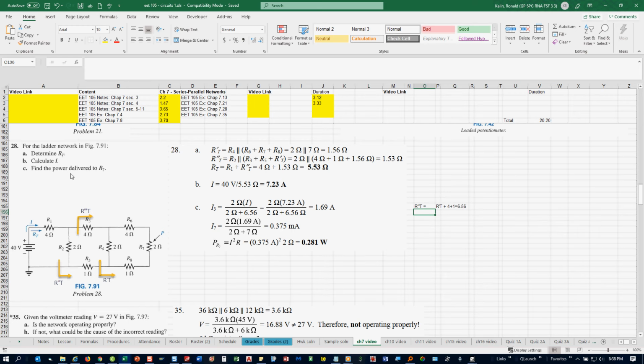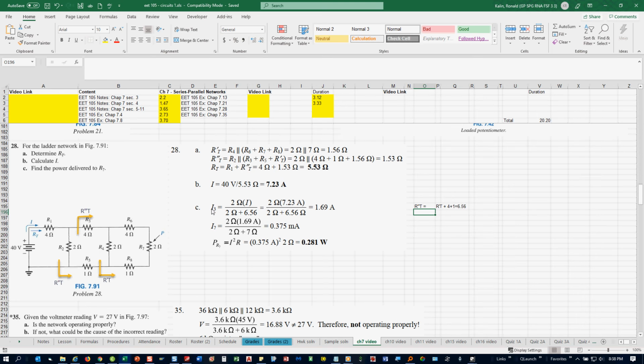Then part C, find the power delivered to R7. What you're looking for is the current through R7. We could call it I7. So in order to get that current, you've got to do the current divider twice. You take this current flowing through here, it divides right here. Then you take that current that you figured out, we're going to call that I3, and divide it here. And we're concerned about this current going through that resistor right here to get the power.